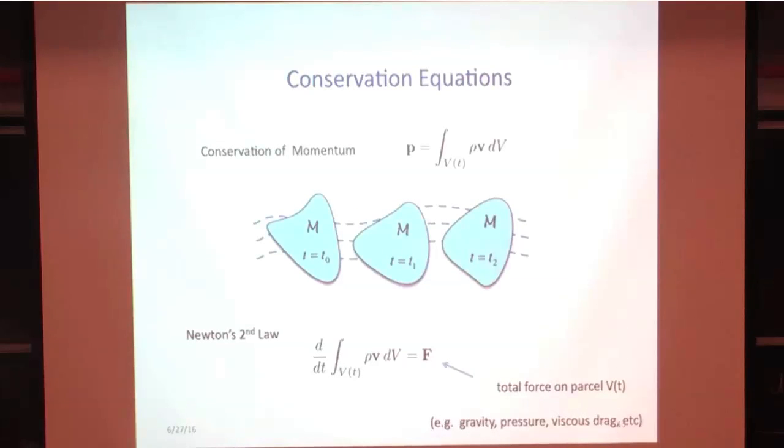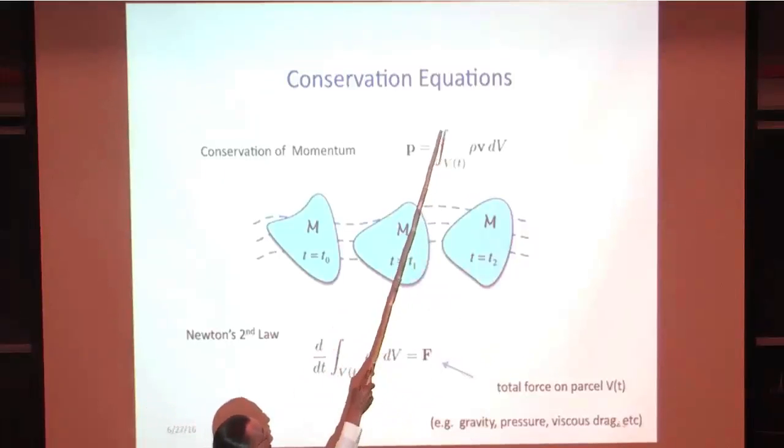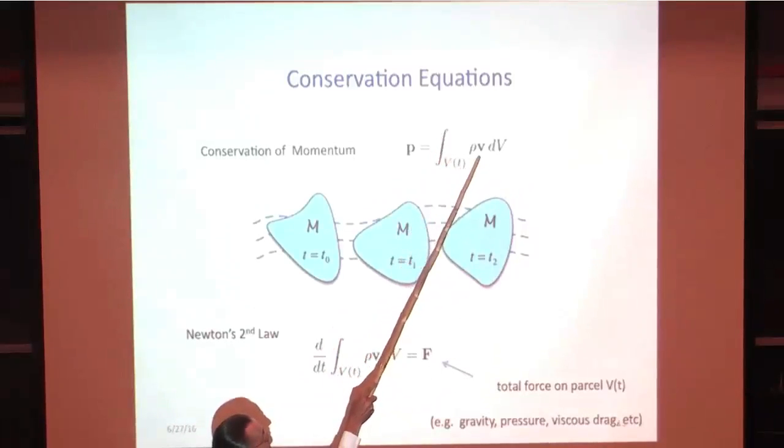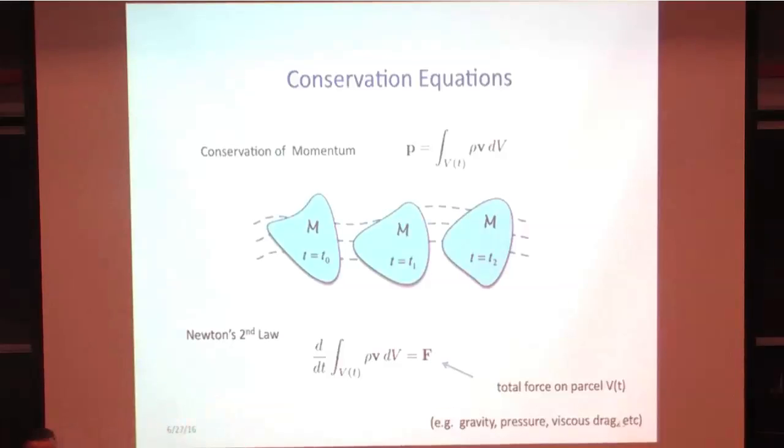Okay, conservation of momentum. What's momentum? It's mass times velocity. Thank you, Abby. That's momentum if you have a single object. But now, of course, we're in a fluid, moving in space. We integrate over some volume density times velocity. That looks like mass times velocity, right? And that's our momentum.